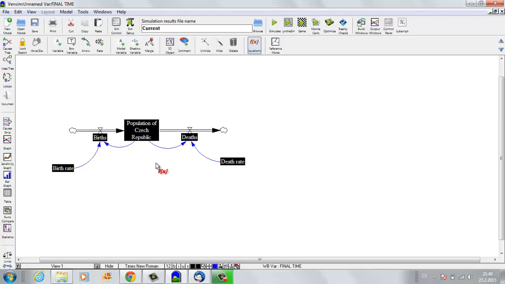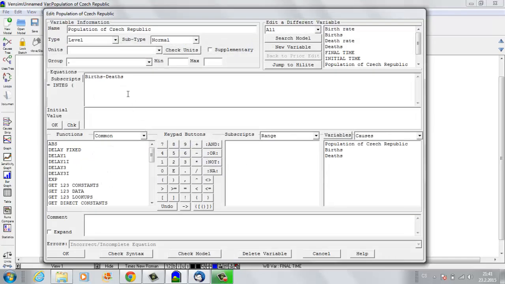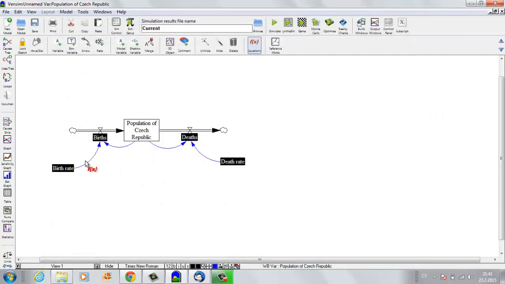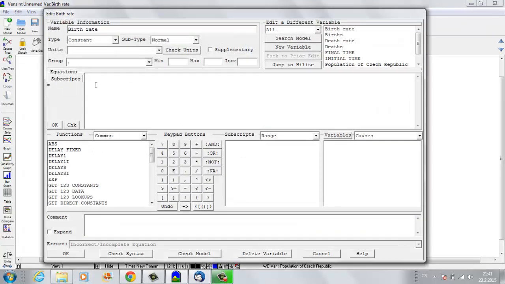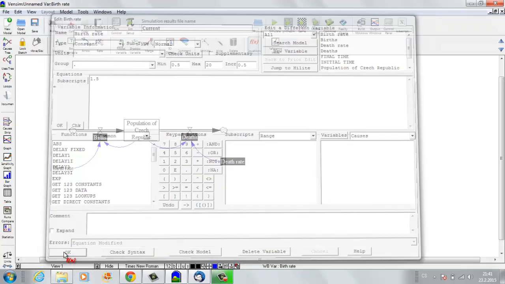Now we have to add few things. First, the population of the Czech Republic. I'm going to set up the initial value to 10 million, which I guess is the case at the moment. Also, I will set up a birth rate, which is going to be, let's say, 1.5%. I know that it's always somewhere between 0.5 and let's say we add a maximum of 20%, which is unreal. But just for the simulation purposes, we can have a look. And the increment will be 0.5.